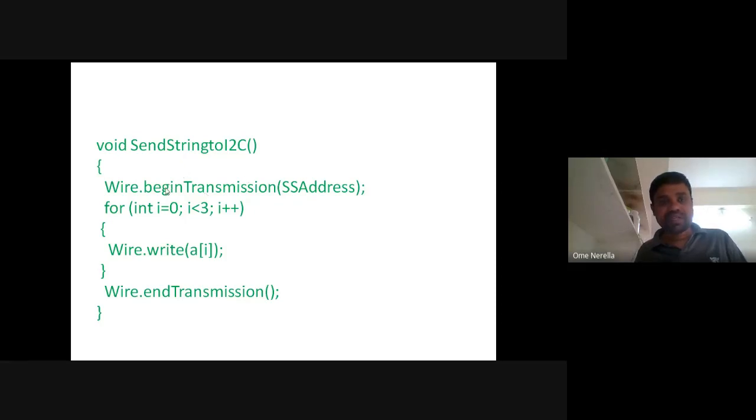Only a simple sentence. There are three commands. Wire dot begin to start the communication, and Wire dot write to send the data. Suppose there is only a single character, and I want to send only A. Just simply Wire dot write A within single quotes, and it will be sent to the 7 segment display. But everything should be done between begin transmission and end transmission.